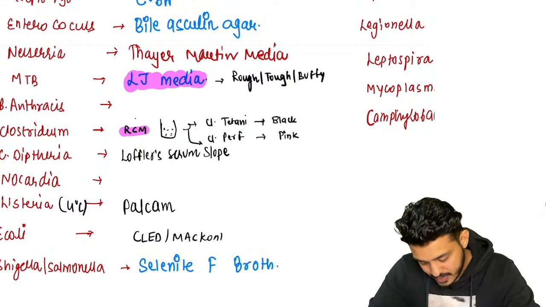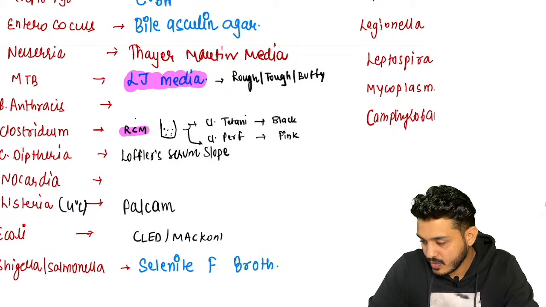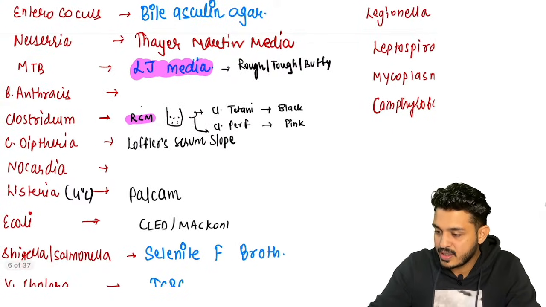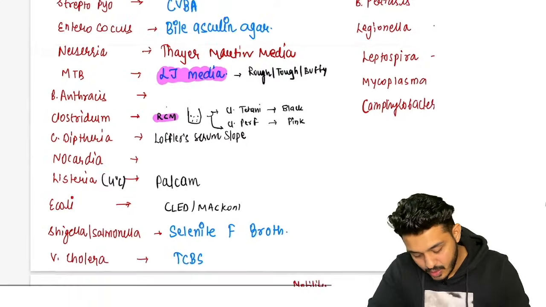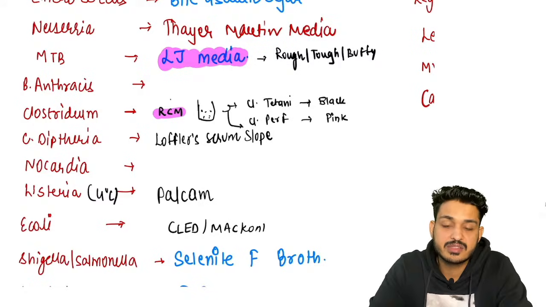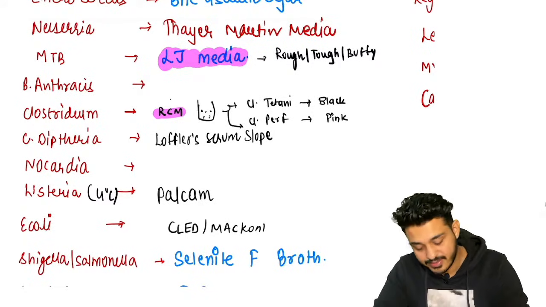Okay. For diphtheria, we can use Loeffler's serum slope. What other things can we use for this particular one? Try to answer, right? What is the other thing? Nocardia was your previous year question. Last exam they have asked in the NEET PG. They have asked what is the technique we are going to use to grow this Nocardia. The answer will be what?